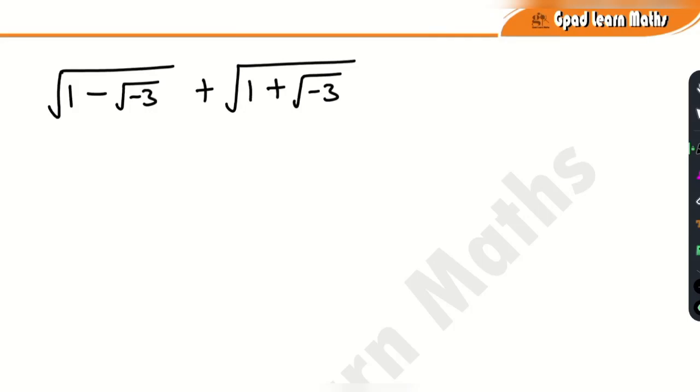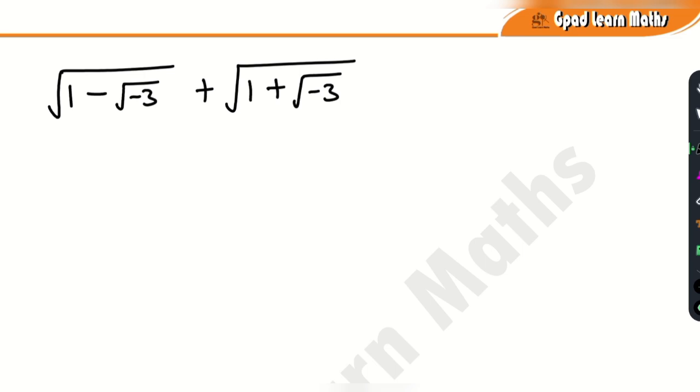Now let's evaluate this very interesting problem. What we have here is the square root of 1 minus the square root of negative 3 plus the square root of 1 plus the square root of negative 3. And you might be asking, can this be evaluated? Can this be simplified?